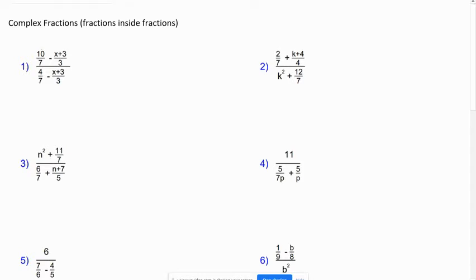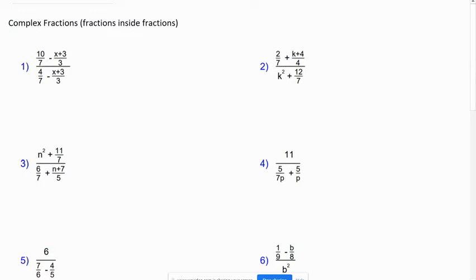So complex fractions are whenever we have fractions inside a fraction. For example, here in problem 1, we have two fractions in the numerator, two fractions in the denominator. So anytime we have a fraction within our fraction, that's considered a complex fraction.